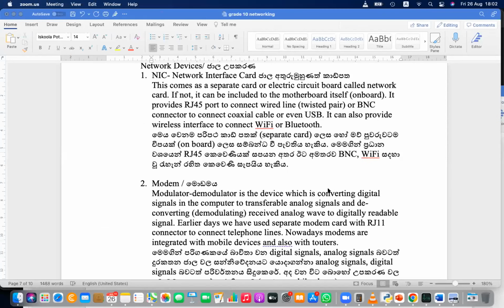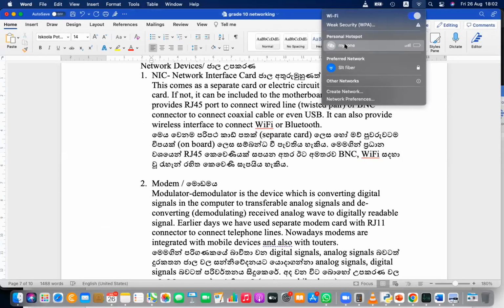I can connect using here. Now a new network is showing here called my zone. That is my mobile phone. That is Wi-Fi. That is the portable hotspot. I think most of you know about the portable hotspot.